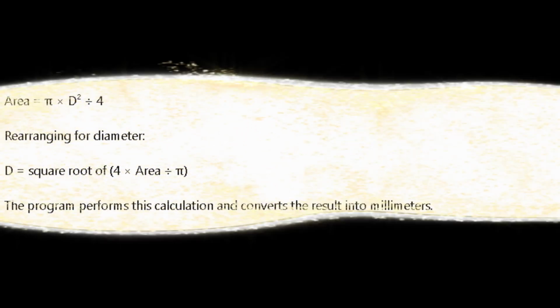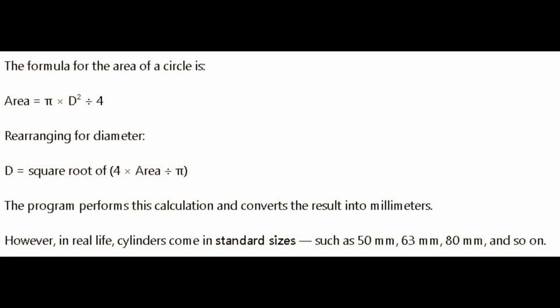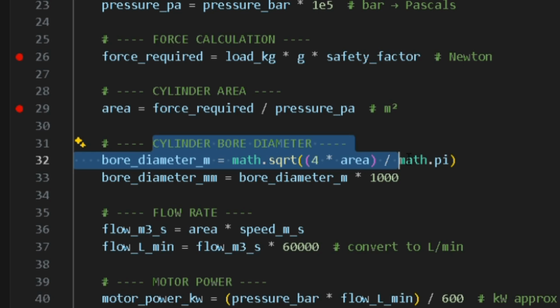Cylinder bore diameter. Once we have the piston area, we calculate the cylinder bore diameter. The formula for the area of a circle is area equals pi times d squared divided by 4. Rearranging for diameter, D equals square root of 4 times area divided by pi. The program performs this calculation and converts the result into millimeters. However, in real life, cylinders come in standard sizes, such as 50 millimeters, 63 millimeters, 80 millimeters, and so on. So our program also compares the calculated bore size with a list of standard cylinder bores and selects the closest standard value. This makes the output practical for real equipment selection.